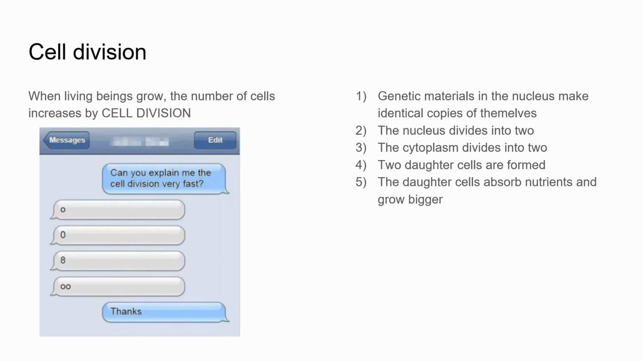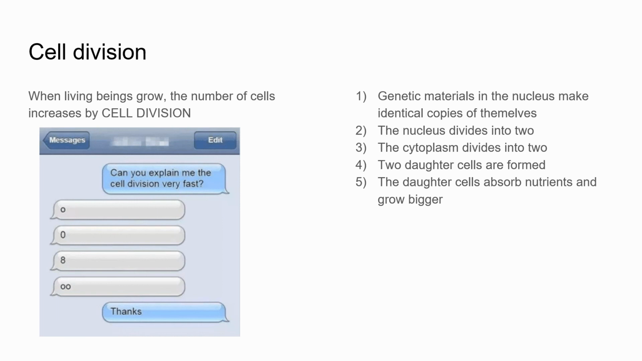So what is the procedure of cell division? First, the genetic material present in the nucleus makes copies of itself, so it duplicates, because it needs to be identical to the original cell. So an identical version of the genetic material would be needed. Then the nucleus divides into two, the cytoplasm also divides into two, and now two daughter cells are formed. So there's the parent and the daughter, so you need to remember the terms because they are really important.